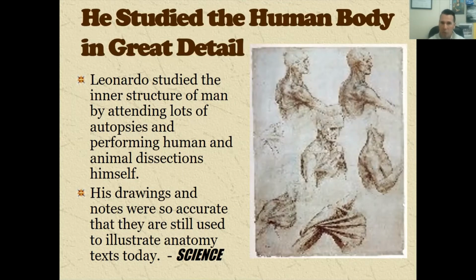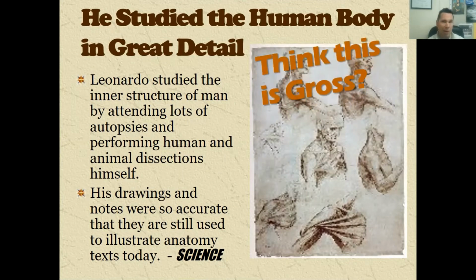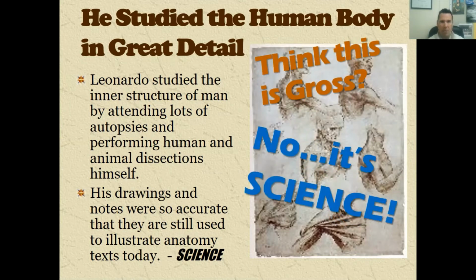Leonardo studied the inner structures of man by attending lots of autopsies and performing human and animal dissections himself. This is how he learned about those muscles and tendons. I know you're thinking, ooh, that's gross, Mr. Allison. No, that's science. That's what doctors and veterinarians have to do so that they can learn about the animal and human bodies. His drawings and notes were so accurate that they are actually still used today to illustrate anatomy to students. That's the makeup of the human body. That's how detailed and precise and perfect they were at the time.